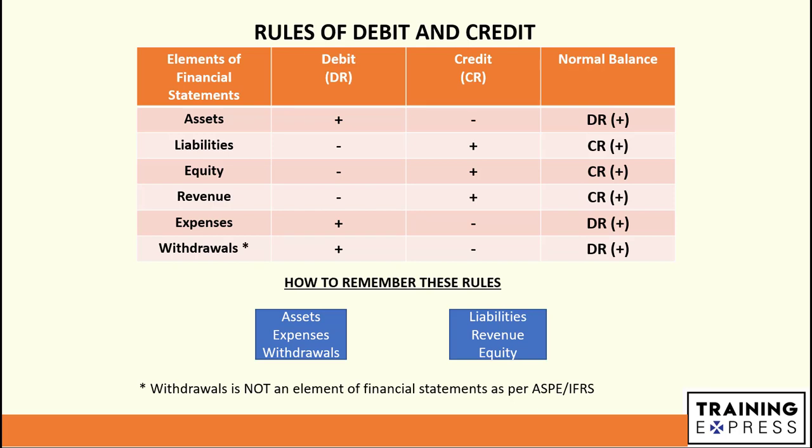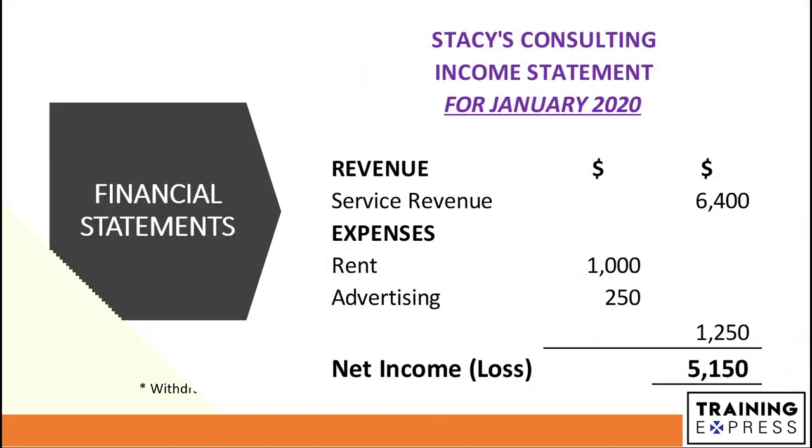Here we are going to discuss the normal balance of each element of the financial statement. How can we remember them? Assets, expenses, and withdrawals, their ending balances will normally be a debit balance. Liabilities, revenue, and equity, their ending balances will normally be a credit balance.